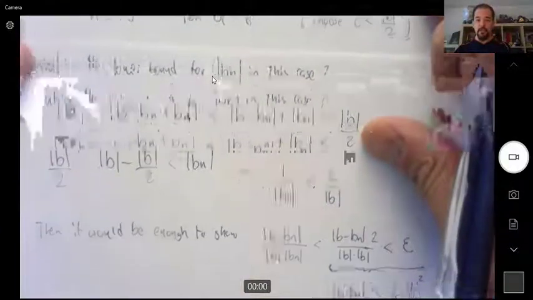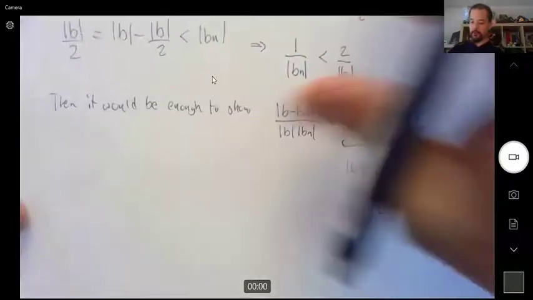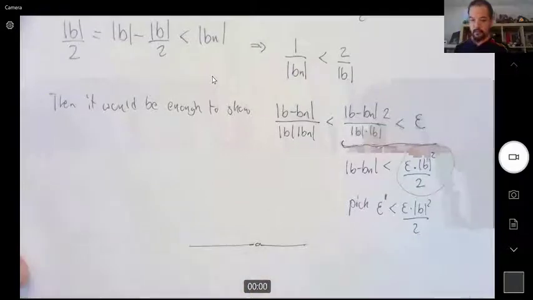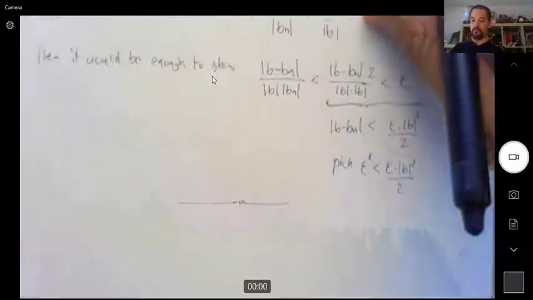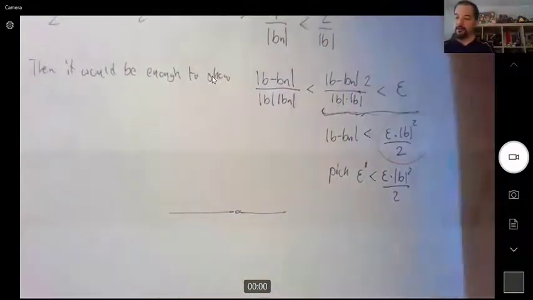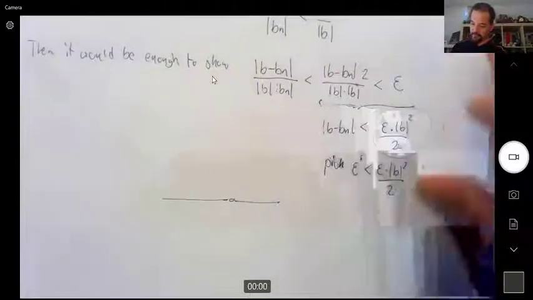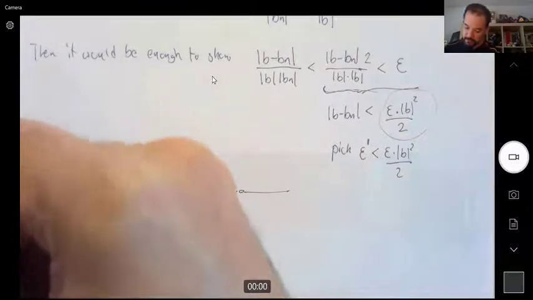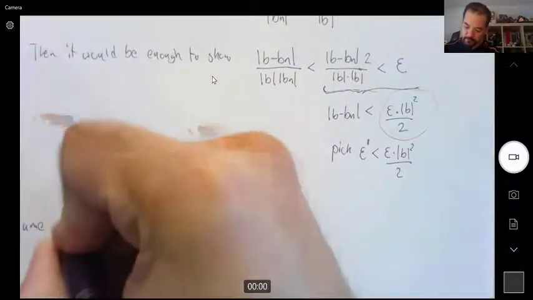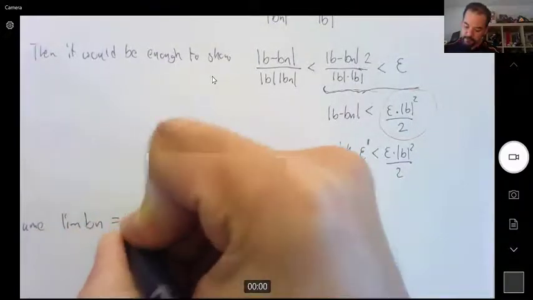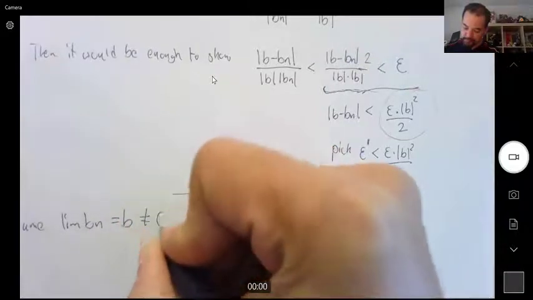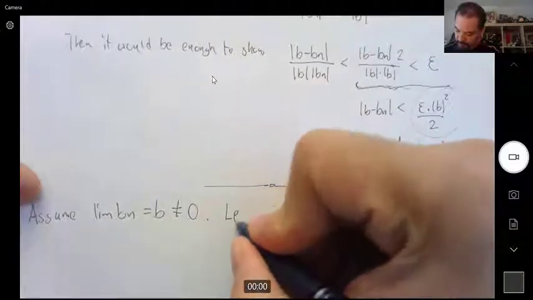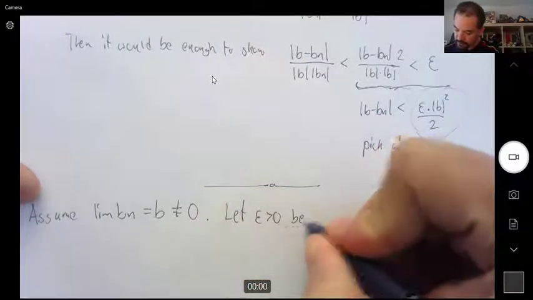So here is now the write-up of the proof. Here we go. All of these that we did here was a discovery. So let's put a divider here, and now let us write down what the proof is going to be. So here it is. First, assume that the limit of the sequence bn is b, and b is not 0. Okay. Let epsilon greater than 0 be arbitrary.